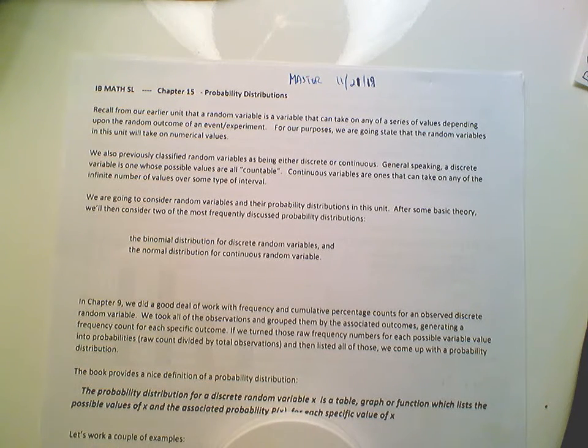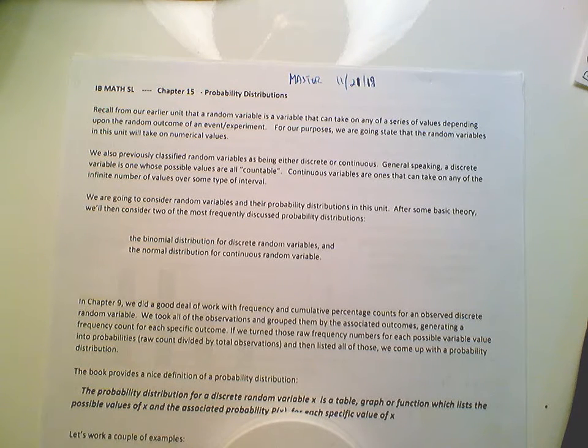This video is going to take us through a quick tour of section 15.1, the concept of probability distributions. In chapter 9, we worked with random variables, and we said a random variable is a variable that can take on any series of values depending upon the random outcome or the chance outcome of some type of event or experiment. For our purposes, we're just going to say that random variables will take on numerical values. In this chapter, for sure, no categorical variables. Everything is going to be quantitative and specifically numerical values.